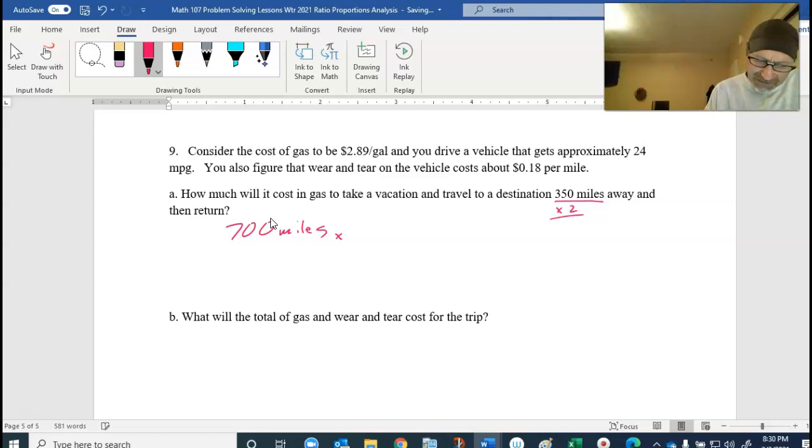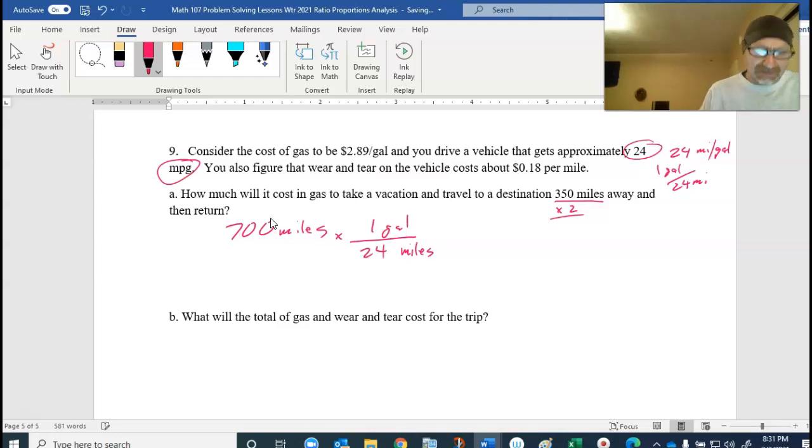Now, if I start out with 700 miles, then to convert the distance to dollars, I've got to have miles in the denominator, don't I? And the only thing that tells me about miles is this 24. 24 miles per gallon. We usually write it like that. But that's the same as 1 gallon getting you 24 miles. So we usually put the 1 gallon up here and the 24 miles down here when we do this calculation. In other words, if you're going 700 miles, if you divide it by 24 miles, that'll tell you how many gallons you get.